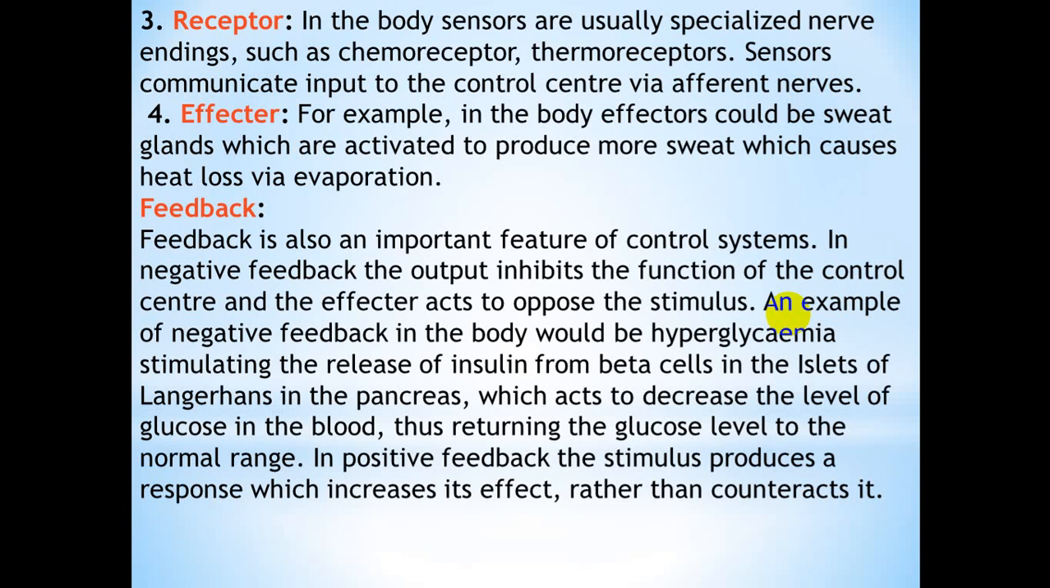If the pancreas secretes insulin in response to hyperglycemia, this insulin lowers the blood sugar, returning the glucose level to the normal range. In positive feedback, the stimulus produces a response which increases its effectors rather than reducing them. يعني الفيدباك البوزيتيف: النواتج تبقى تحفز المواد المحفزة لها، على العكس من النيجتف فيدباك الذي يخمد، يعني سويتها activation.